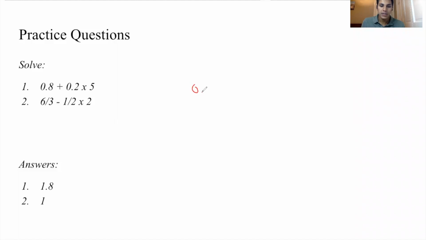So here we have 0.8 plus 0.2 times 5. Using our order of operations, we know that multiplication and division come before addition and subtraction. In this question, we have addition and multiplication. Even though we have decimals, that order of operations doesn't change whatsoever. So we should do our multiplication first. So we do 0.2 times 5, which is going to simplify to 1.